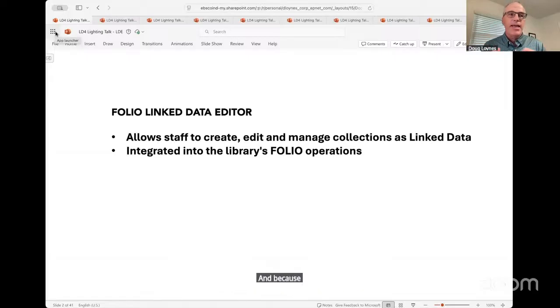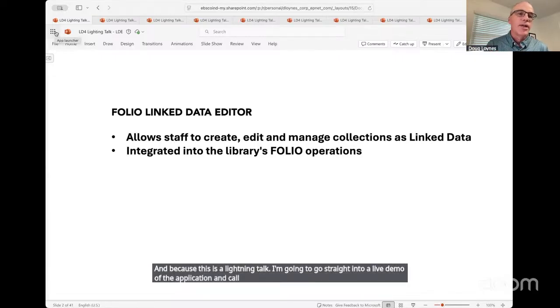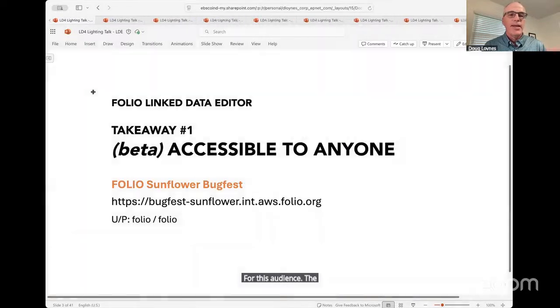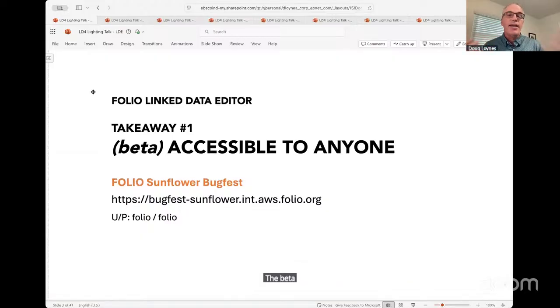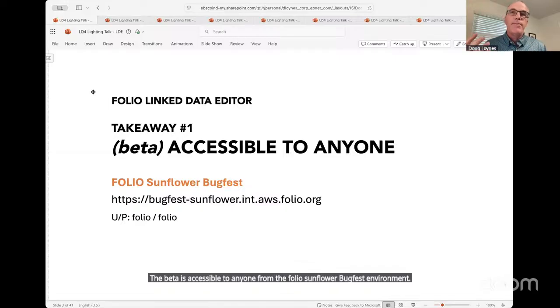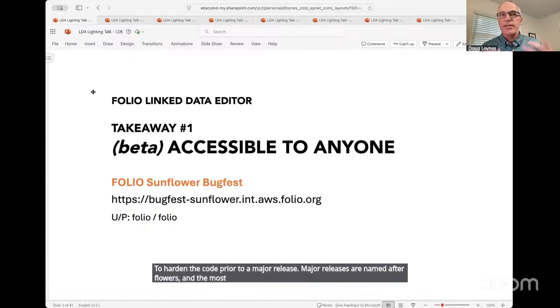And because this is a lightning talk, I'm going to go straight into a live demo of the application and then call out key takeaways for this audience. The first of which is that the Folio linked data editor beta is accessible to anyone from the Folio Sunflower Bugfest environment. We spin up Bugfest environments so that the Folio community can test new features and new applications to harden the code prior to a major release. Major releases are named after flowers, and the most recent is Sunflower from May of 2025.